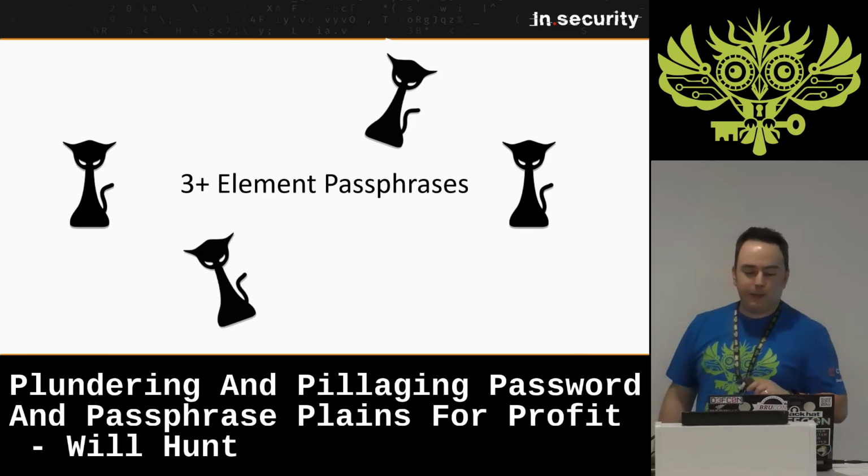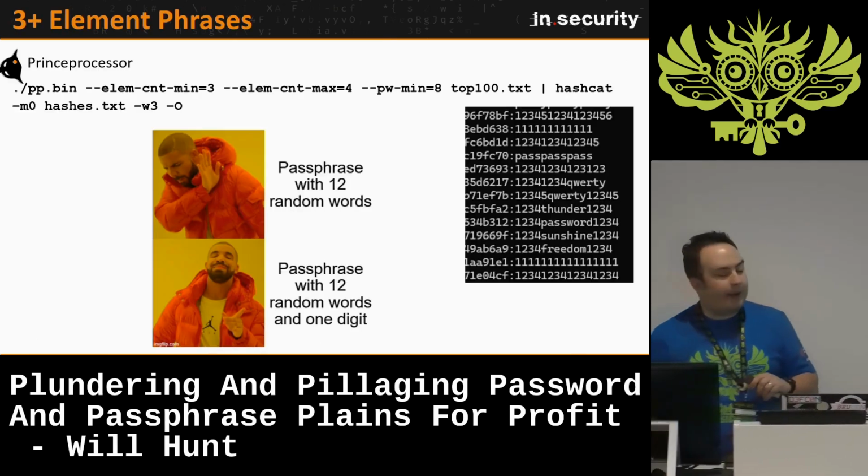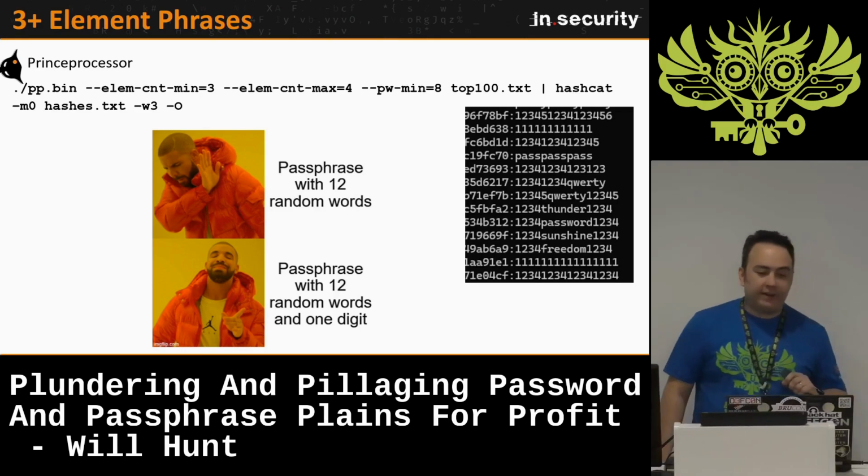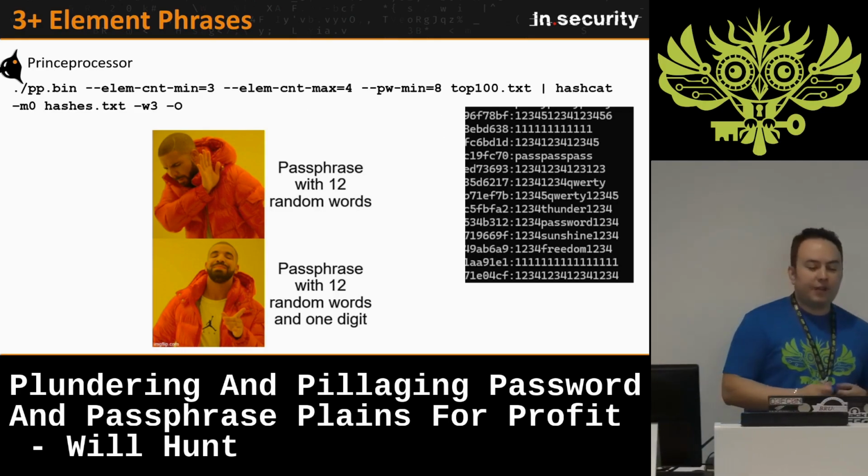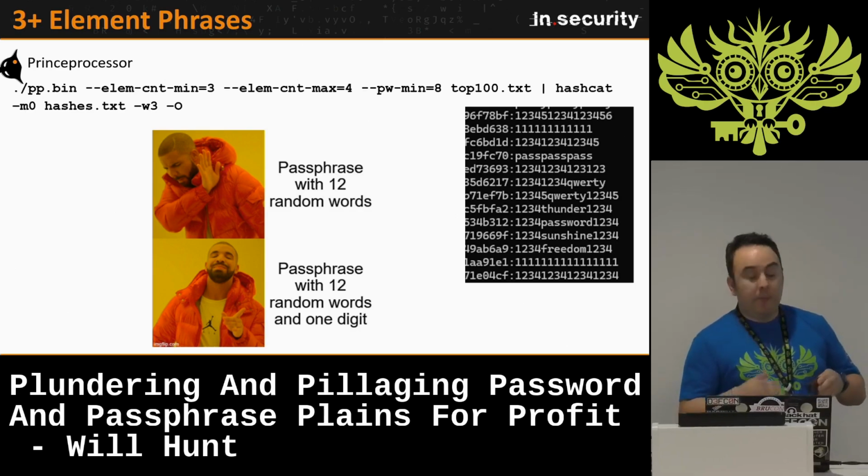Right then, that's 2. Let's move on to 3-element passphrases. Okay. Print Processor, another tool. Doesn't come with Hashcat, standalone GitHub repository. It's a nice candidate generator.